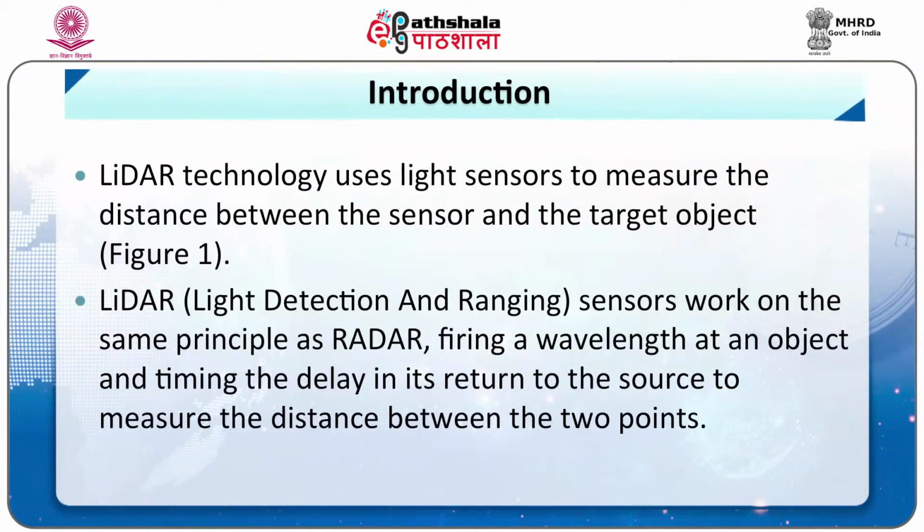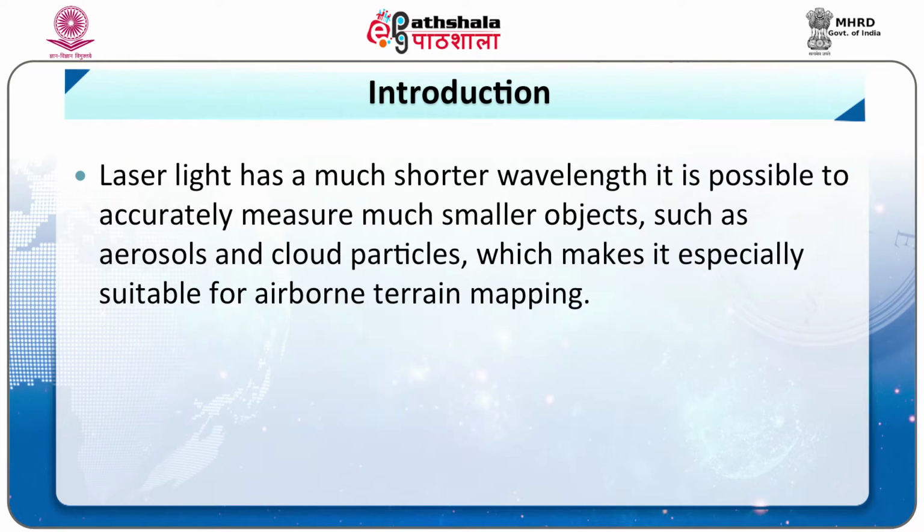LIDAR sensors work on the same principle as radar, firing a wavelength at an object and timing the delay in its return to the source to measure the distance between the two points. Because laser light has a much shorter wavelength, it is possible to accurately measure much smaller objects such as aerosols and cloud particulates, which makes it especially suitable for airborne terrain mapping.